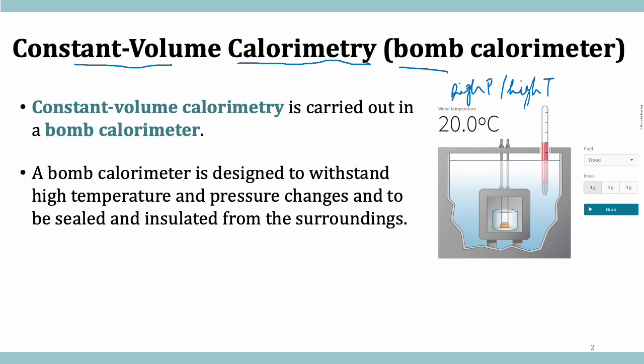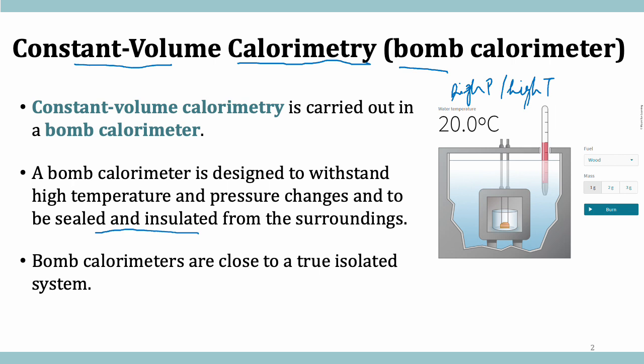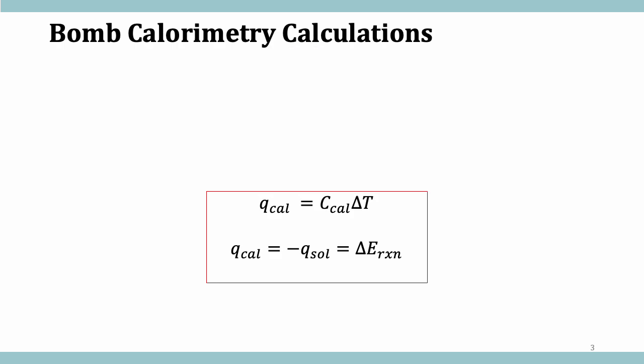It can withstand very high temperatures and pressure changes, and it is sealed and insulated from the surroundings. So again, heat cannot transfer outside of the calorimeter, and this type of calorimeter is more similar to an isolated system. The constant pressure calorimeter is more like an open system. So what is the major difference when it comes to calculations using a bomb calorimeter?